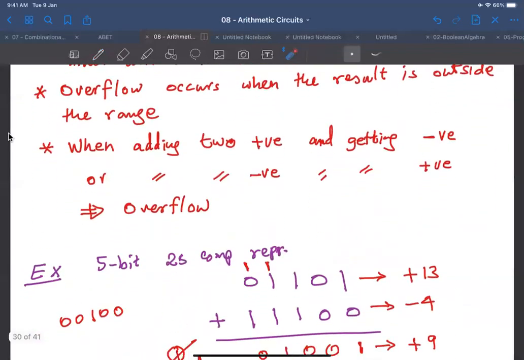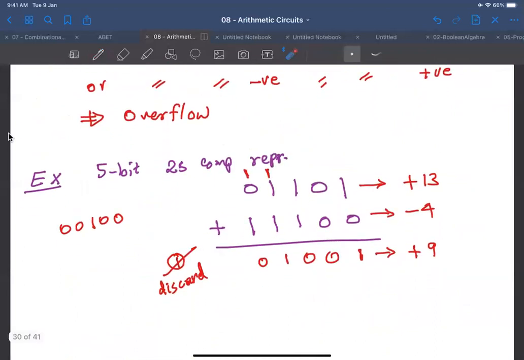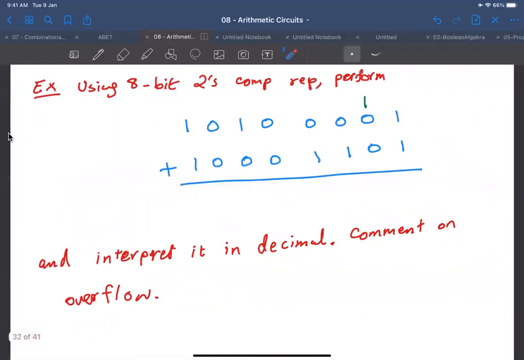Then we did an example, and we saw that in this example there is no overflow. So a quick check of overflow can also be done by comparing the last two carries. If the last two carries are equal, then you don't have an overflow. If the last two carries are different, then you have an overflow. So you basically take their XOR. If their XOR is 1, this is an overflow.